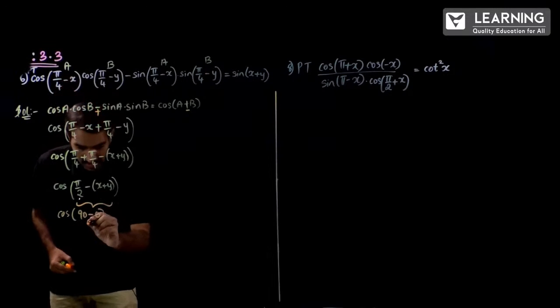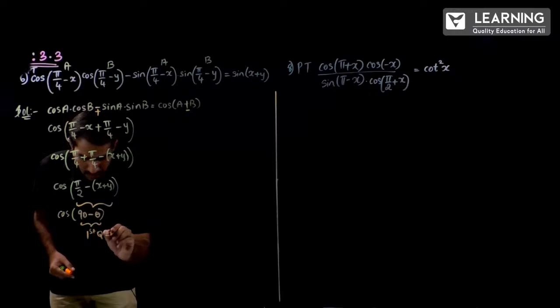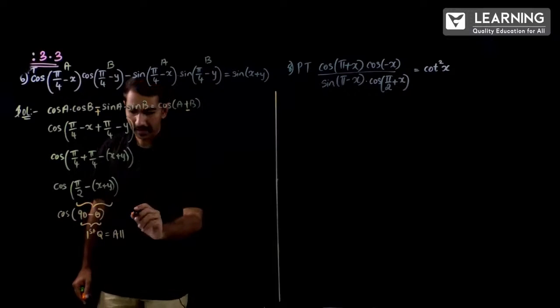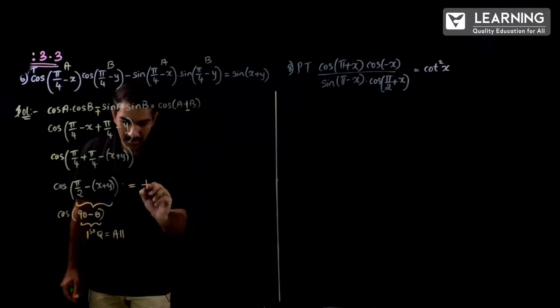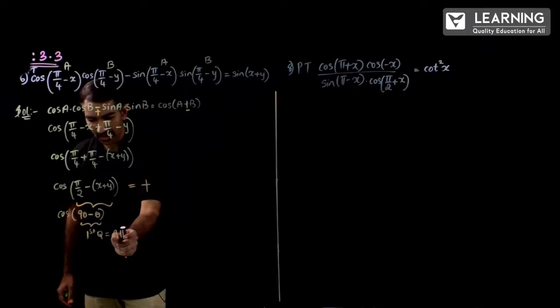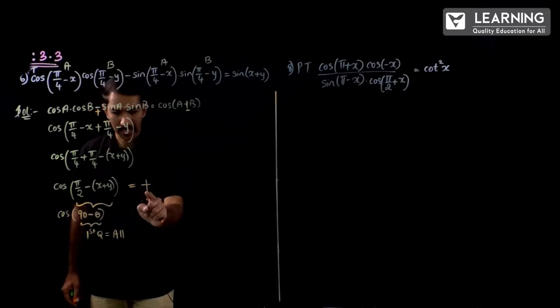Now 90 minus theta lies in which quadrant? 90 minus theta lies in the first quadrant. And what is positive in the first quadrant? All are positive in the first quadrant. So we will write this is equal to plus. Why? This is in the form of 90 minus theta, which lies in the first quadrant, and in the first quadrant all are positive. All means what? All the trigonometric ratios are positive. So we have written plus here.